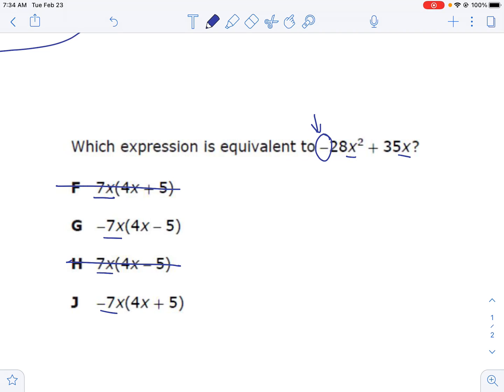When there's a negative in front, you've got to factor out a negative number. Now, when I factor out that negative number, the signs are both going to change. This is going to change to a positive, and this is going to change to a negative. So I'm looking for a positive first term, okay, which 4x and 4x, they're both positive, but the second term needs to be a negative or minus sign, which tells me that my answer is G.